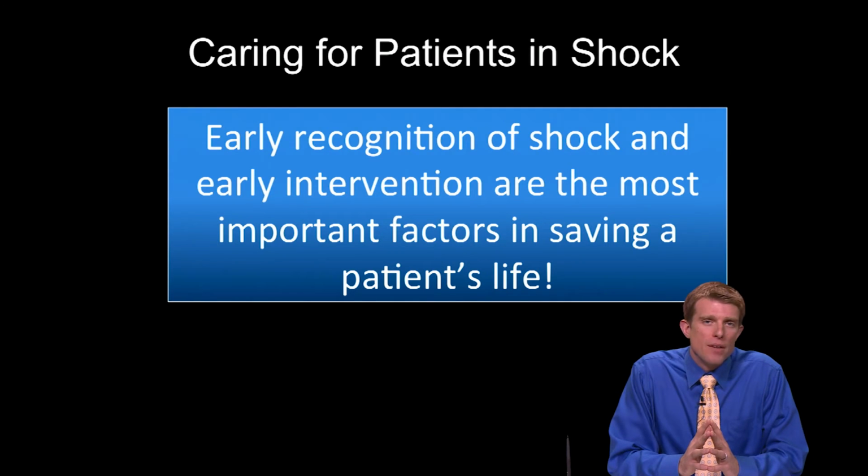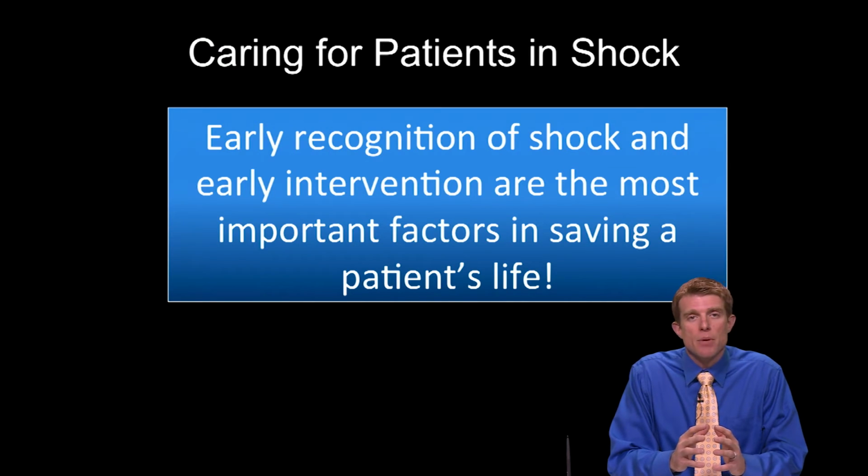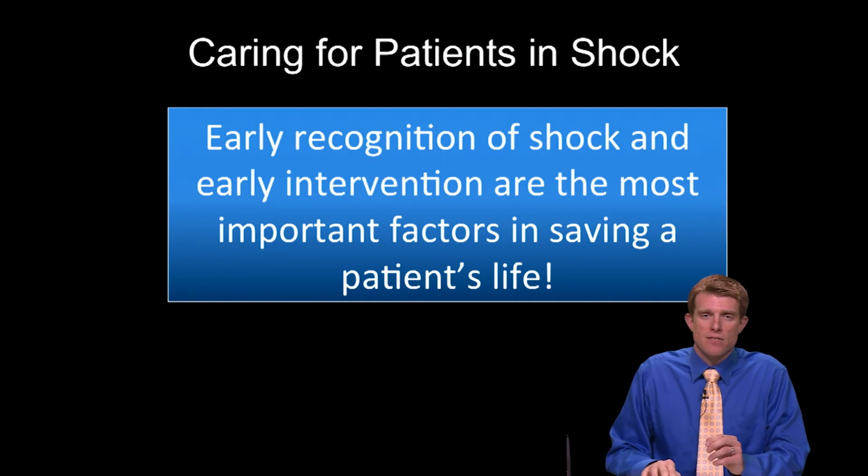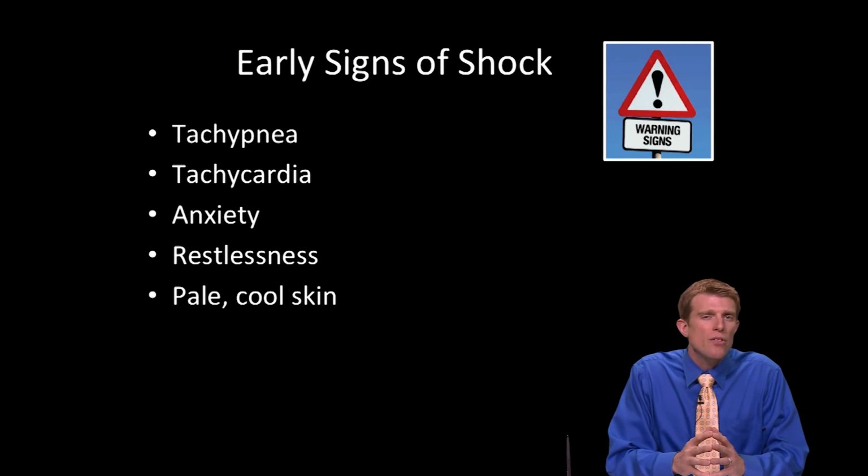So the take-home point, the most important thing that you need to remember when evaluating and managing patients in shock, is this: early recognition of shock and early intervention are the most important factors in saving a patient's life. If you can identify the shock early and intervene appropriately before there's hypoperfusion of the organs and there starts to be multiple organ dysfunction syndrome and the patient starts to have major other abnormalities, you have the best chance of saving that patient. So what are the early signs of shock that we want to be looking for?